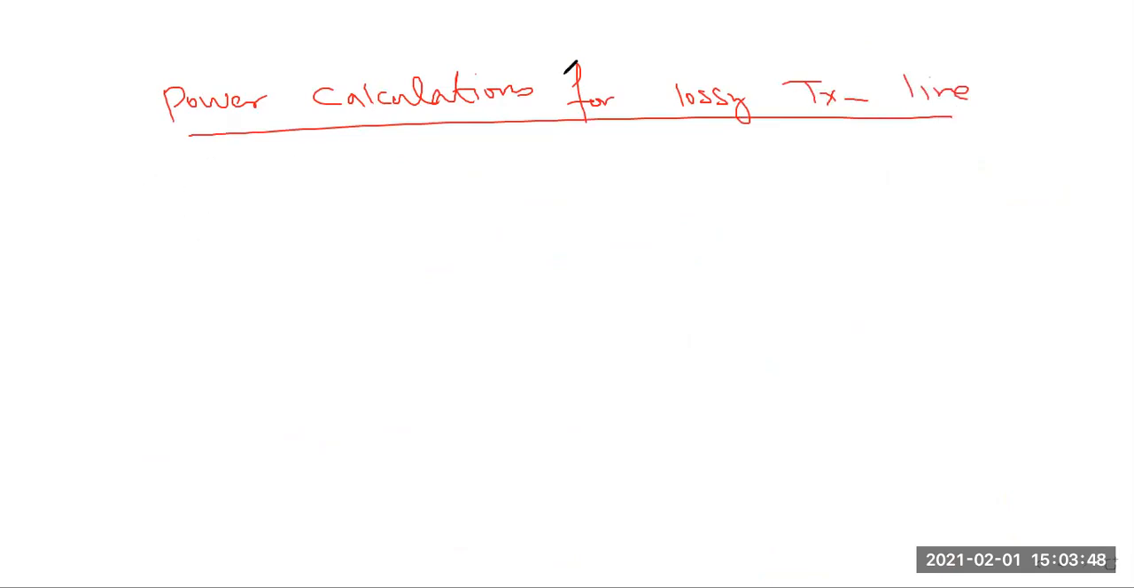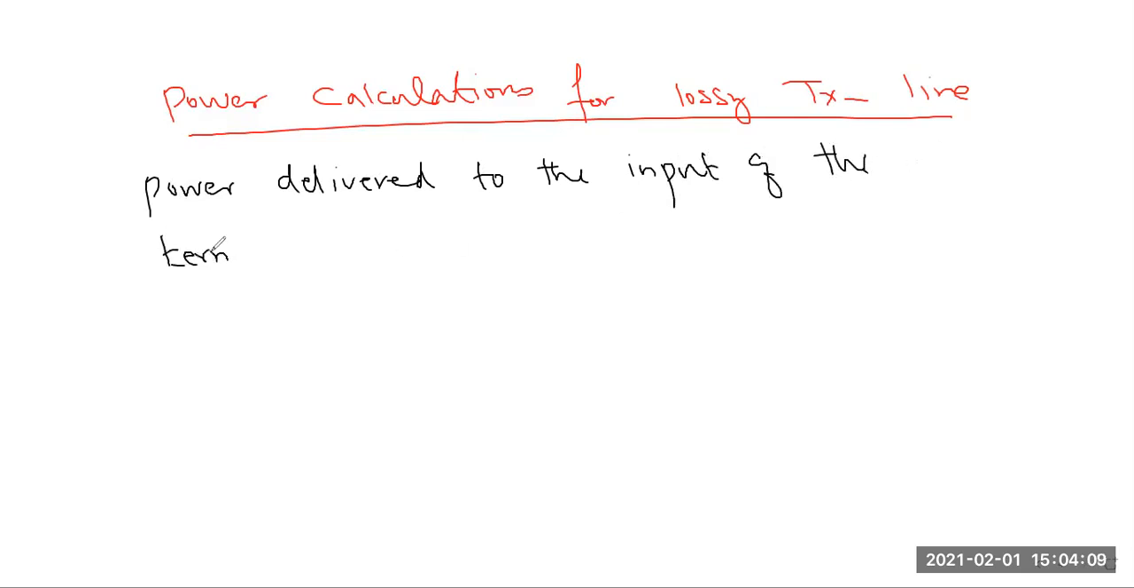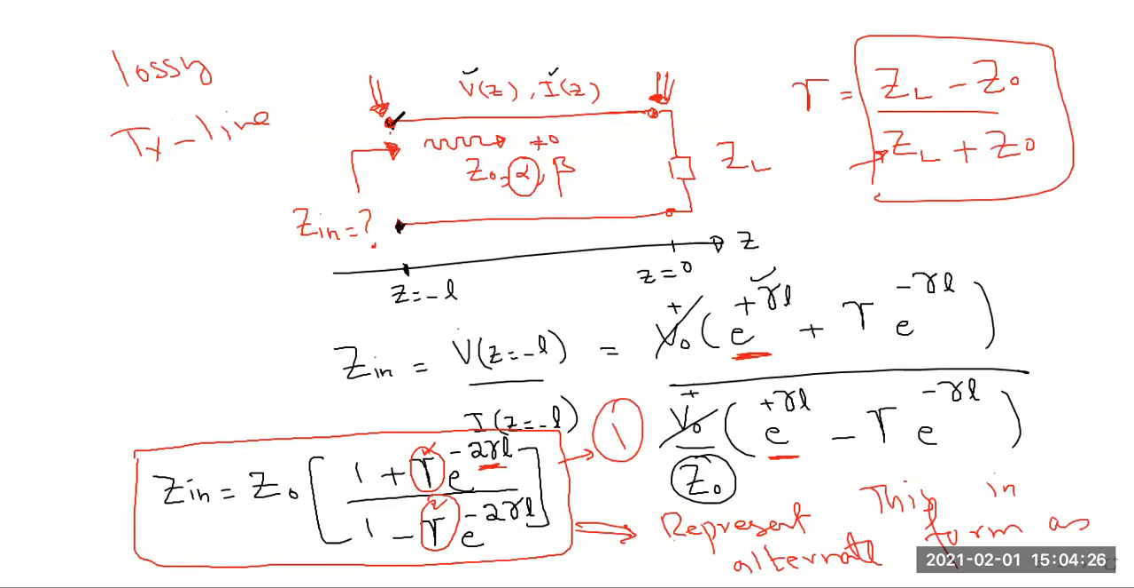So first I will find out power delivered to the input of the terminated line. That is at Z is equal to minus L. Because I'm interested in finding out power at this point, it means Z is equal to minus L.